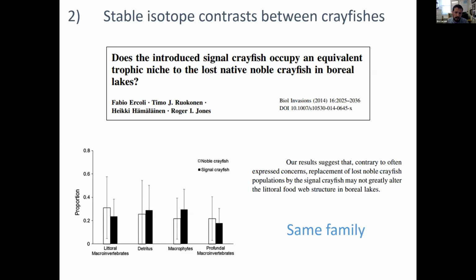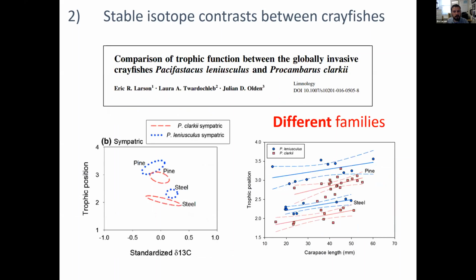What I kind of flag here, these are crayfish in the same family. They're in the family Astacidae. They're not in the same genus, but they're relatively closely related to each other in comparison to things that are in different families. So here's an example from my PhD research in urban lakes around Seattle, where we again use stable isotopes to look at trophic position and trophic overlap between the signal crayfish and red swamp crayfish that have invaded these Seattle area lakes from Louisiana.